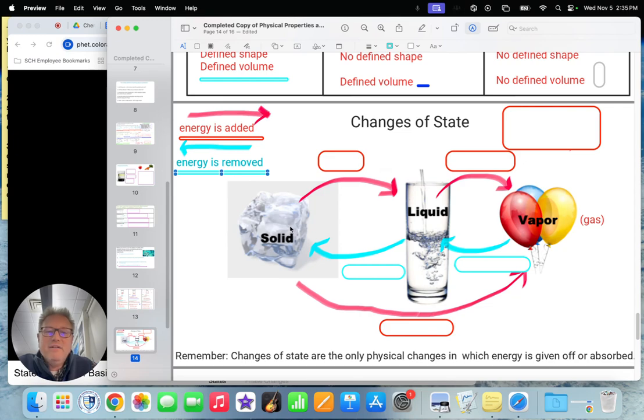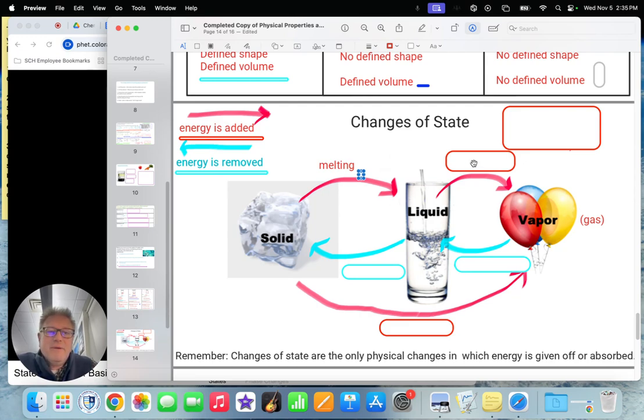Say we have a solid and we add some energy, we heat it up, and the solid becomes liquid. We know what that is. It's melting. The solid becomes a liquid. That is the change of state known as melting. We talked earlier about the melting point, a very specific temperature at which that happens.